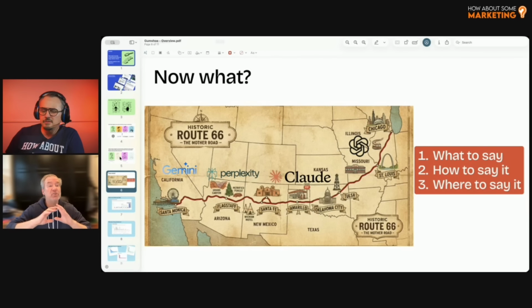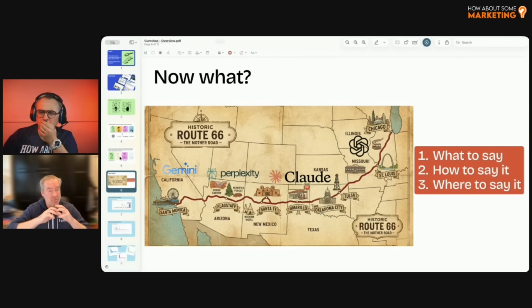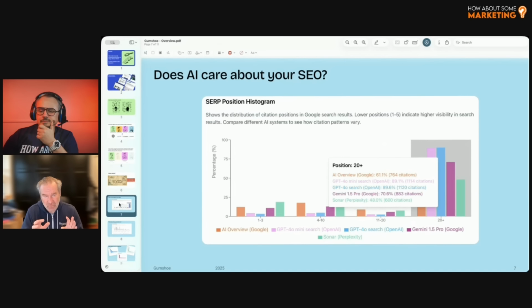Because there is no way to proactively submit information to AI. There is no API. You can't just upload a document. You have to seed it on the internet in certain places. And again, we'll talk through where and what those are.